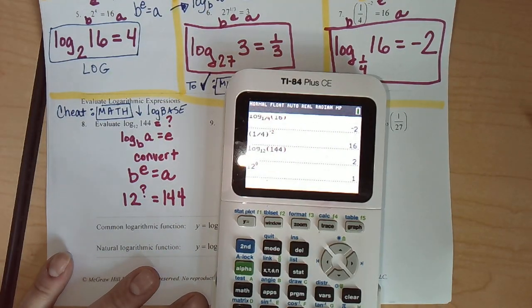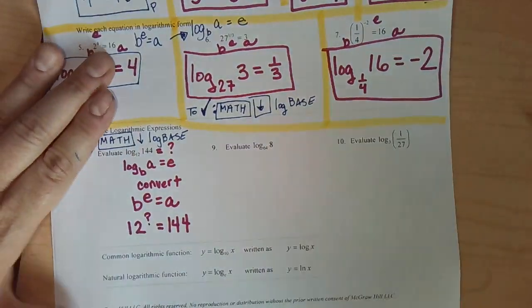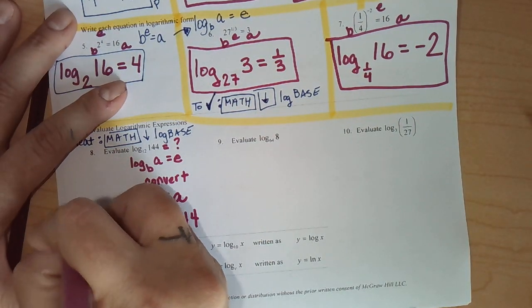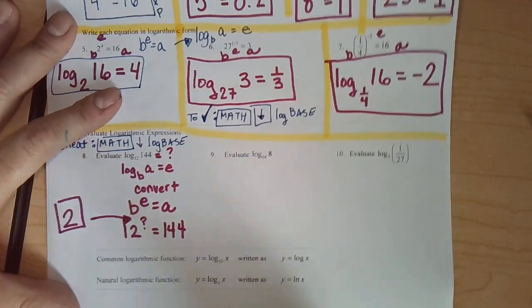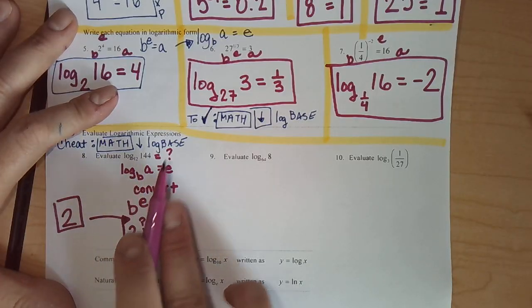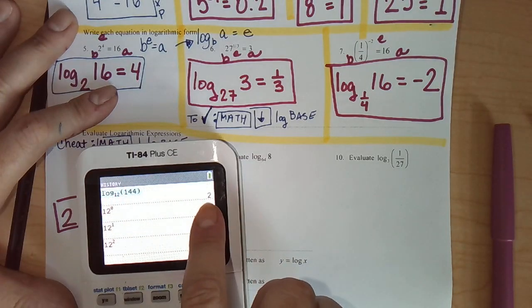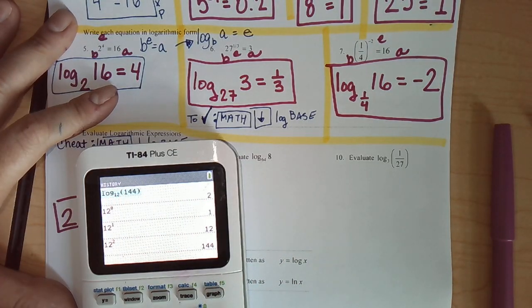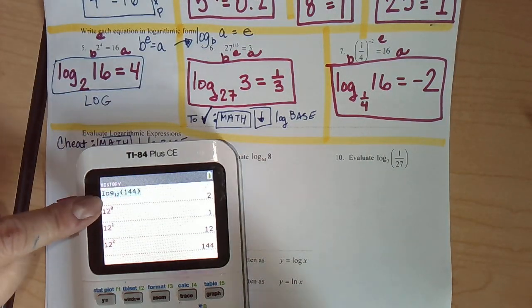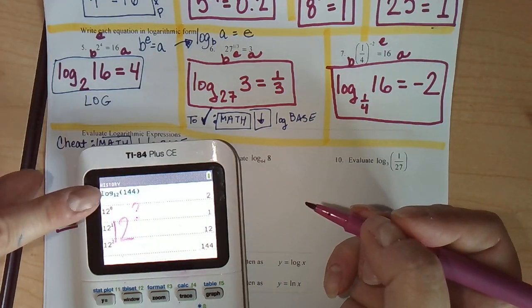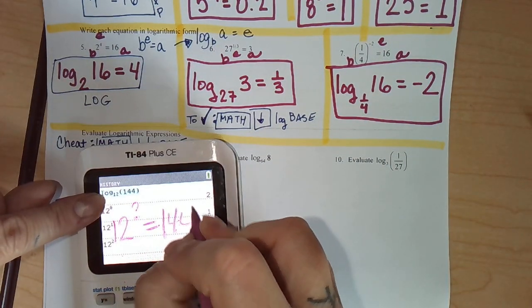12 to the 0? Nope, that's 1. 12 to the 1? Nope, that's 12. 12 to the 2? Oh, hot dog, that's 144. Okay, so this question mark has to be a 2. So when it says evaluate log base 12 of 144, remember we did that earlier, and we got 2, so the answer is just a 2. And the reason it's a 2 is because we looked at the base, 12, and we said, what in the world exponent will pop out that 144?